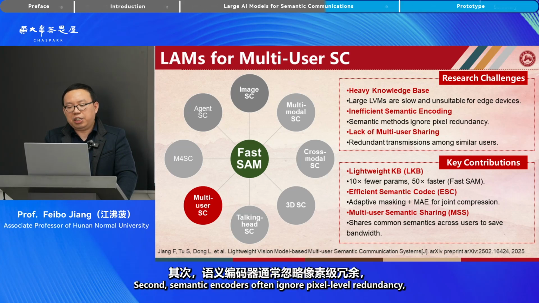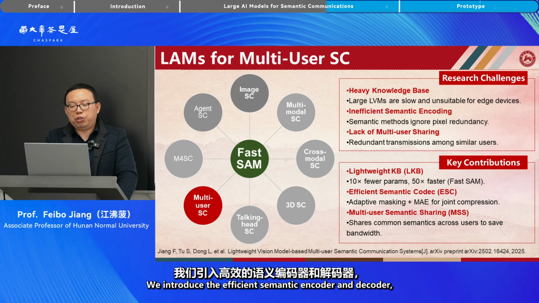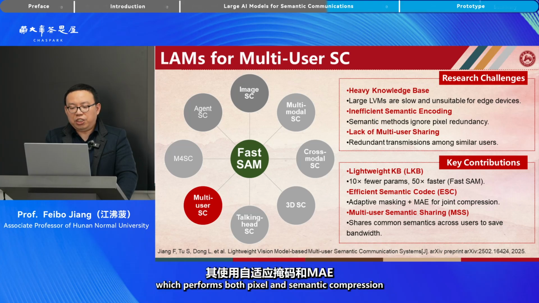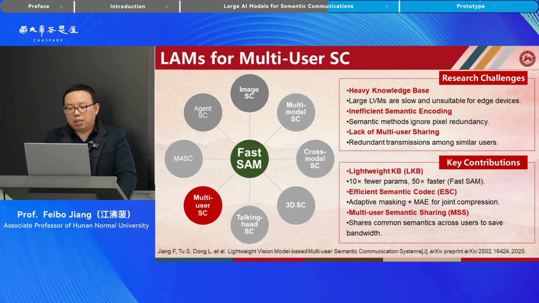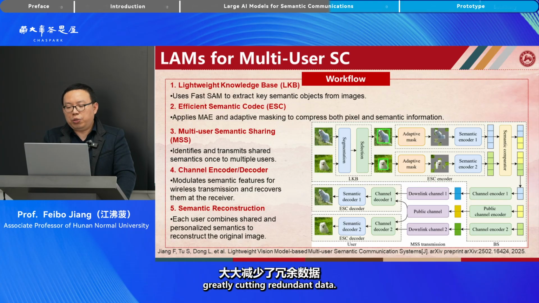Second, semantic encoders often ignore pixel-level redundancy, leading to unnecessary bandwidth consumption. We introduce the efficient semantic encoder and decoder, which performs both picture and semantic compression, using adaptive masking and MAE. Third, current systems overlook semantic similarities across users. We design a multi-user semantic steering component that extracts shared semantics and transmits them once for all users, greatly cutting redundant data.